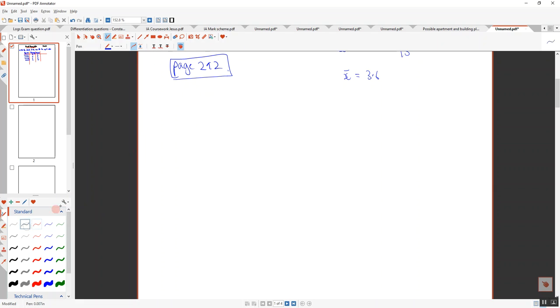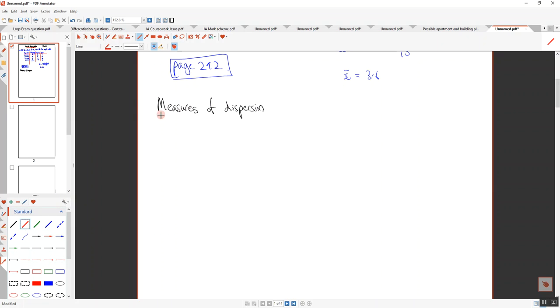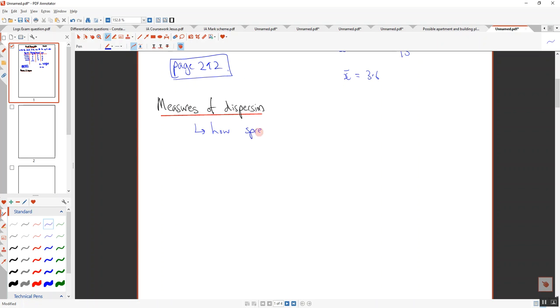So our next title is Measures of Dispersion. What do I mean by measures of dispersion? How far away something might be from the middle or average? Yeah, good. That's a good way of saying it. We can also think of it as how spread out the data is. There are different measures of dispersion.